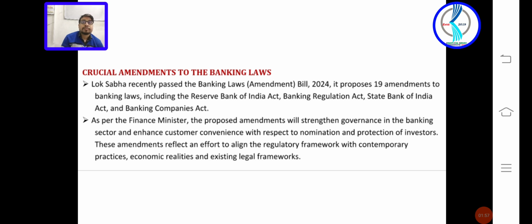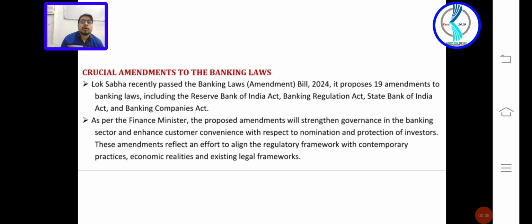Fine, so let's see. Lok Sabha has already passed the Banking Laws Bill 2024, and it proposes 19 amendments to banking laws, including minor changes in the RBI Act 1934, major changes in the Banking Regulation Act of 1949, and changes in the State Bank of India Act 1955 and the Banking Companies Acts of 1970 and 1980. The Banking Companies Act is the same, that is, the nationalization of banking in 1970 and 1980.